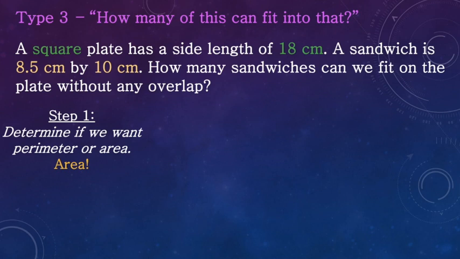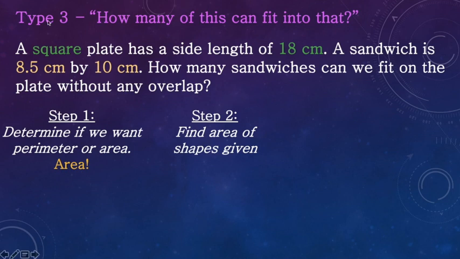Okay, so let's actually start by finding the area of the shapes given. So we have a square plate. We're going to work with that first. That's our larger shape. So the square plate is 18 squared. Why? Well, because you know that the formula for a square is s squared, s being side length. All the sides are the same. So of course, in this case, 18 squared gives me an answer of 324 centimeters squared for the area.